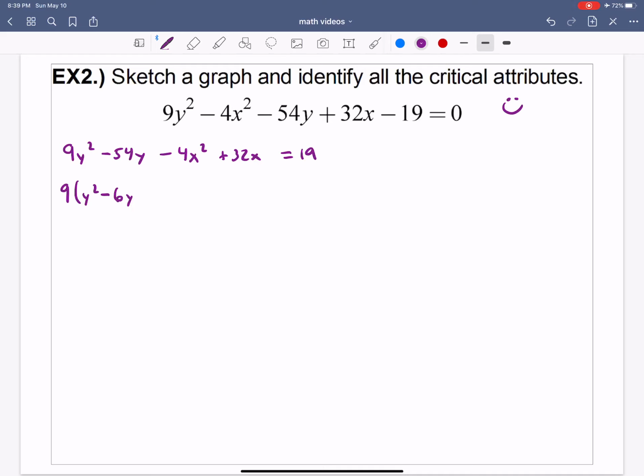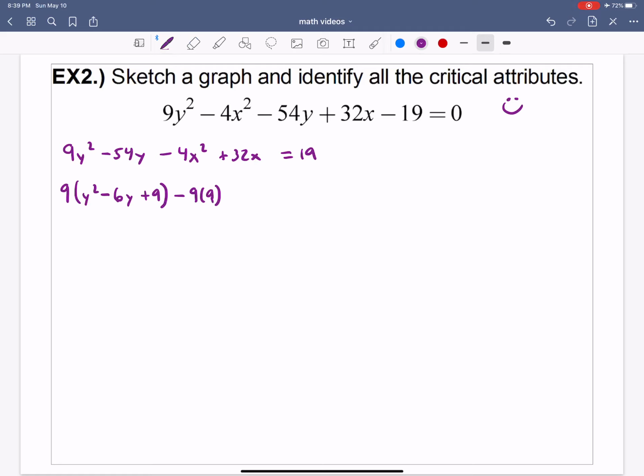Now let's go ahead and complete the square. Half of 6 is 3. 3 squared is 9. So we're going to add 9 and close that parenthesis. Now to balance this out, we need to subtract 9 times 9, because remember, this plus 9 is being multiplied by the 9 right here. So to balance this equation out, if I add 81, I also have to subtract 81 to keep it balanced.